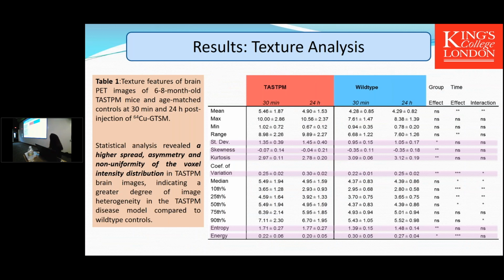If you look at entropy, for the wild-type animals you have an entropy of 1.39 and 1.48 between 30 minutes and 24 hours. But in your diseased animals, your entropy is higher, which suggests more heterogeneity in your population. Conversely, energy is lower in the diseased animals compared to the wild type. So the take-home message is that the statistical analysis reveals a higher spread, asymmetry, and non-uniformity of the voxel intensity distribution in the TAS-TPM brain population, indicating a greater degree of image heterogeneity in the TAS-TPM disease model compared to the wild-type controls.